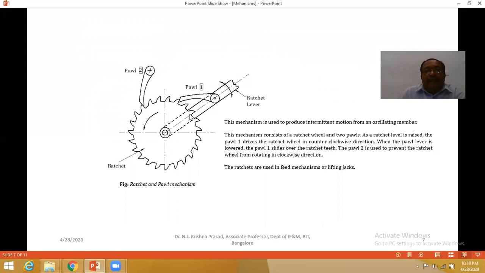When this ratchet lever continuously oscillates, the ratchet wheel rotates in the anti-clockwise direction. This ratchet and pawl mechanism is an example of an intermittent motion mechanism, used in feed mechanisms, and it is also used in the case of lifting jacks.